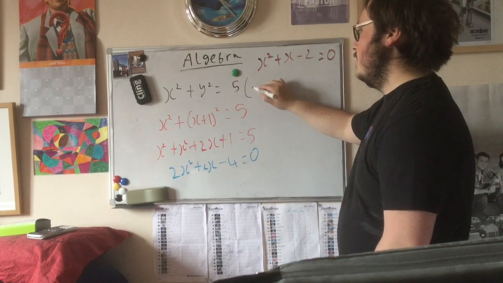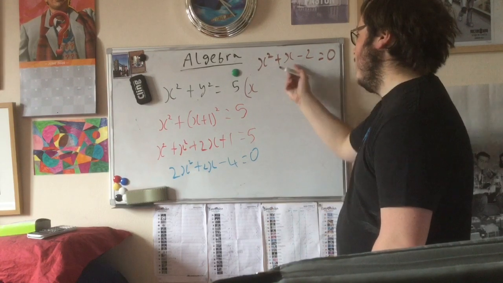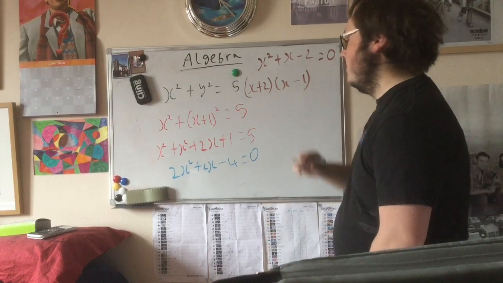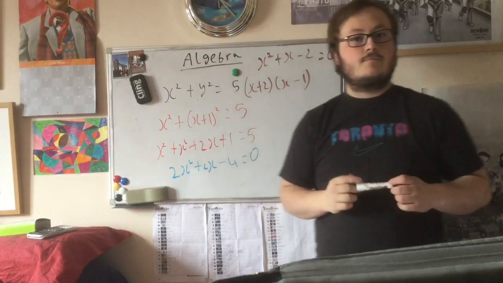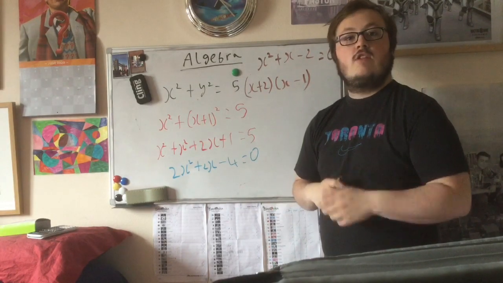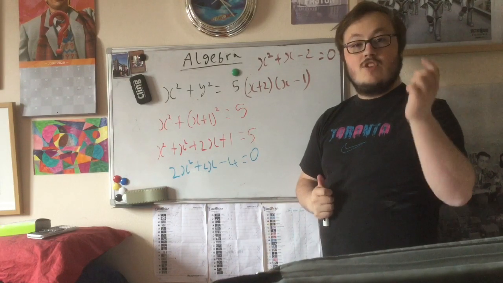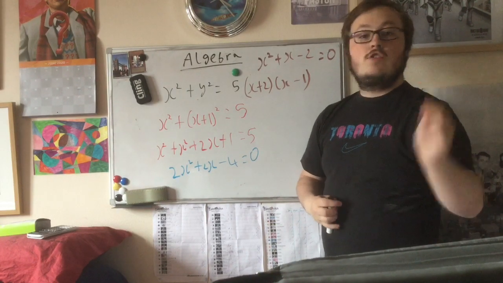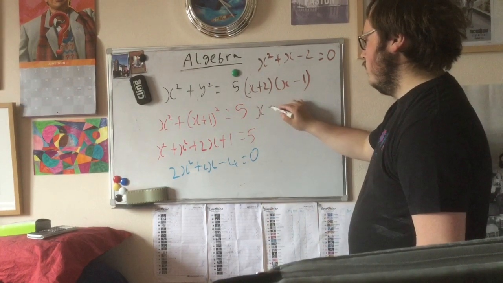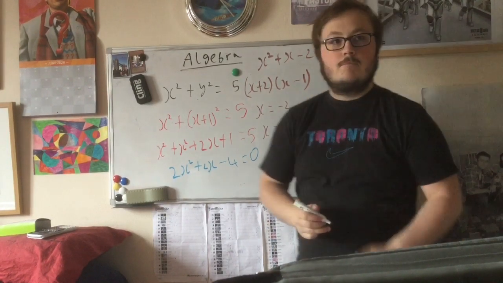So let's factorise. What do we multiply together to get negative 2 but add together to get 1? (x + 2) and (x - 1). Because we have a quadratic equation in one of our simultaneous equations, that means that we will have two values for x and two values for y. So our x could either be -2 or 1.